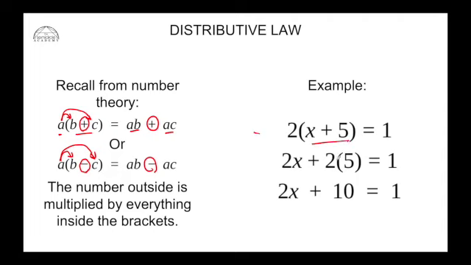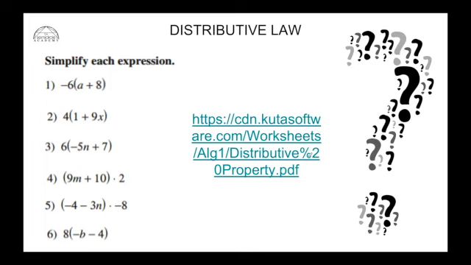2 into this expression is equal to 1. I can multiply 2 times x to give me 2x, and 2 times 5, which will give me 10. So now I have a full equation that I can solve. Yeah? And we have some more. So let's just do this one really quick, number 5. What do I have here?